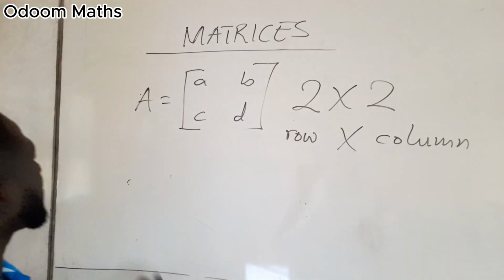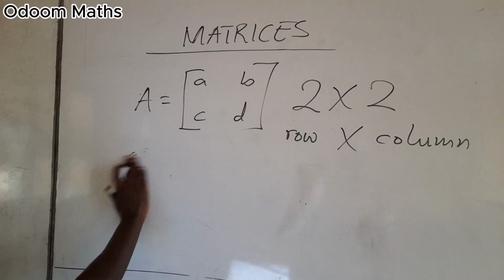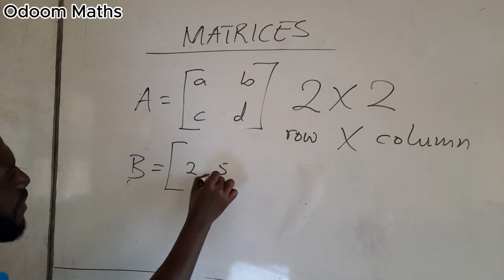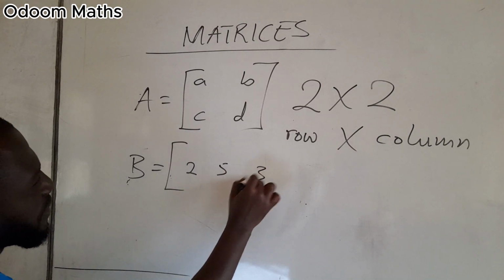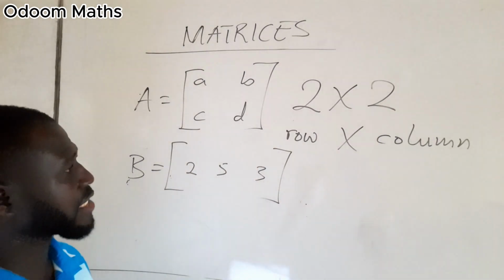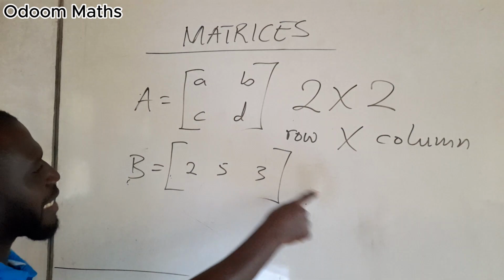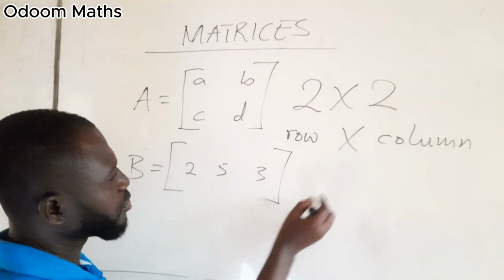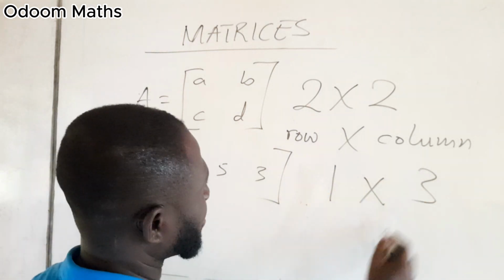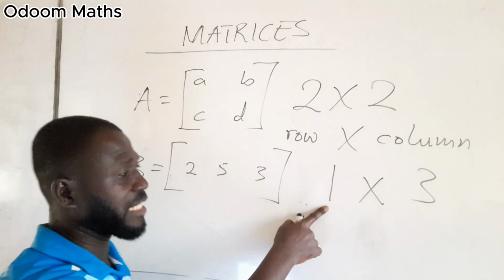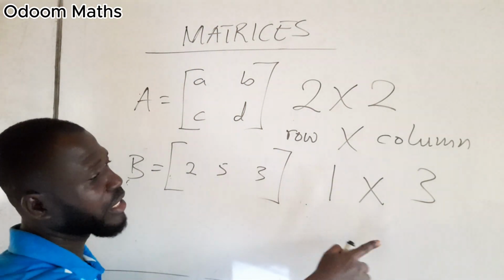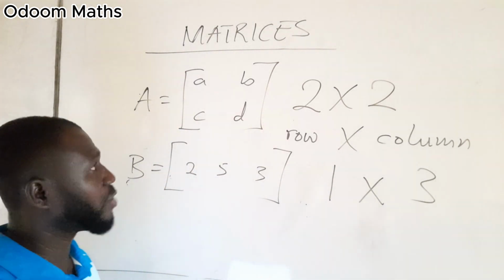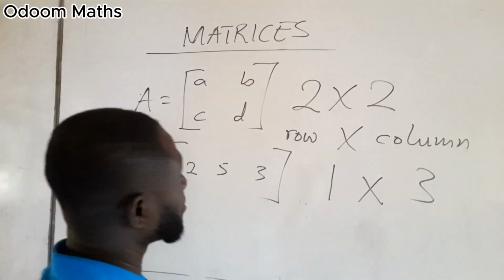So if matrix B is 2, 5, 3, this is of order 1 by 3. You have only one row, but 3 columns. So this is 1 by 3. The first one we need to check is the row, that is 1 row, followed by the columns: 1, 2, 3 columns. Okay, let's look at another example.